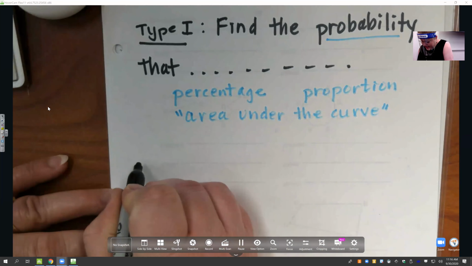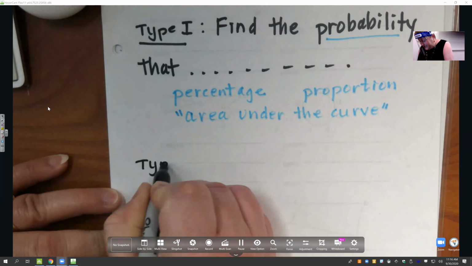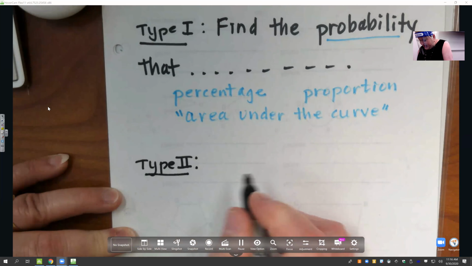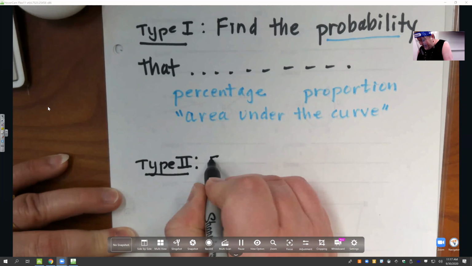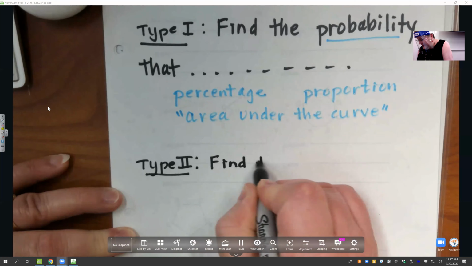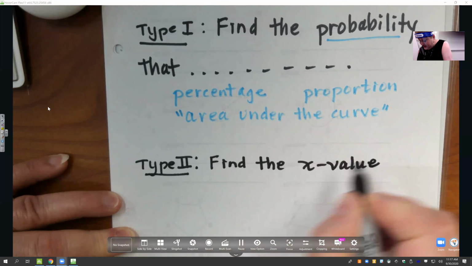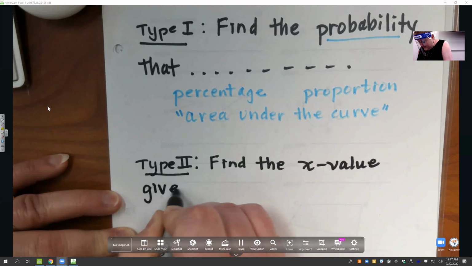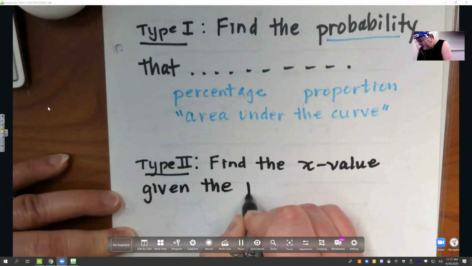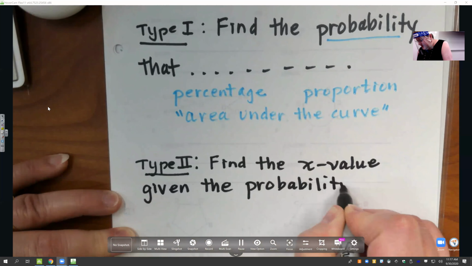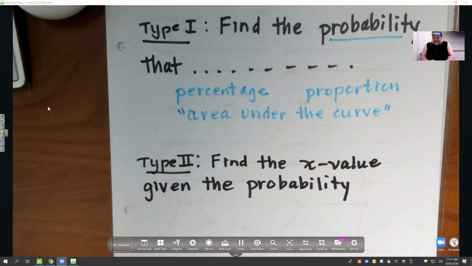The other type of question, I'll call it type 2. It's really not called type 2; it doesn't really have a special name. It's going to say something like, find the X value given the probability. Okay, so the phrasing is different.